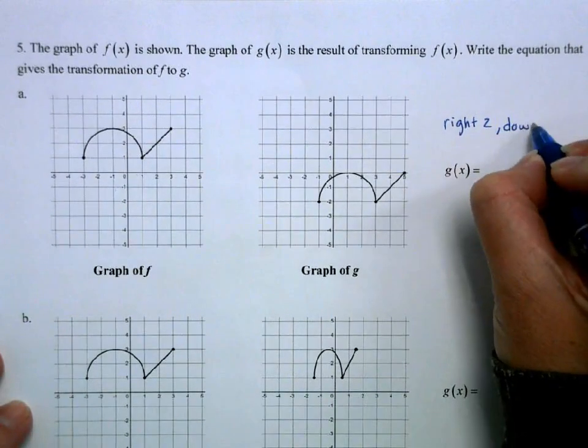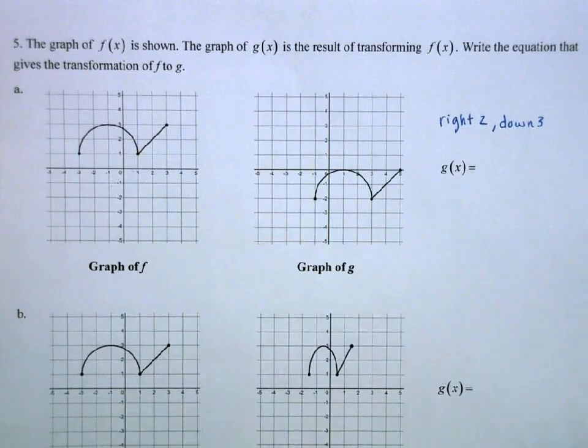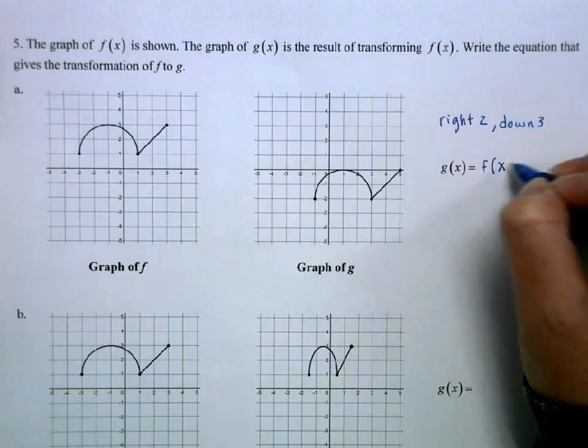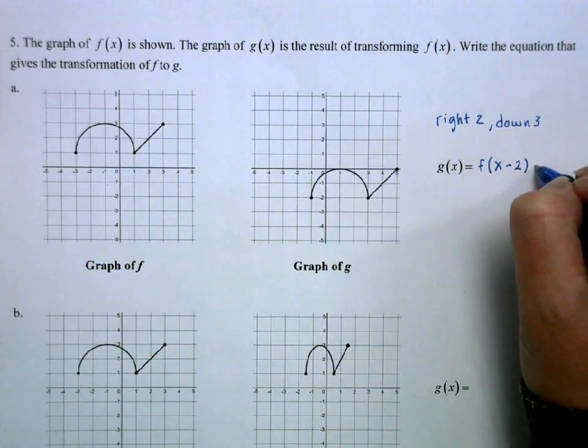And those are translations. So for my equation, g of x is going to be f of, if I'm moving to the right 2, we're going to have an x minus 2 on the inside. Down 3 is going to be minus 3 on the outside.